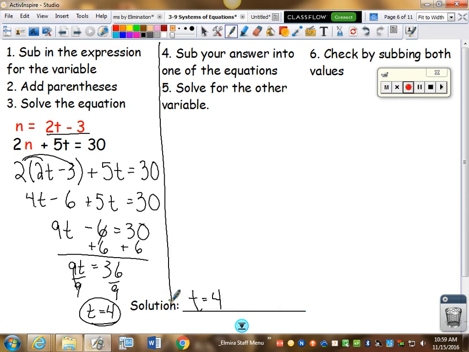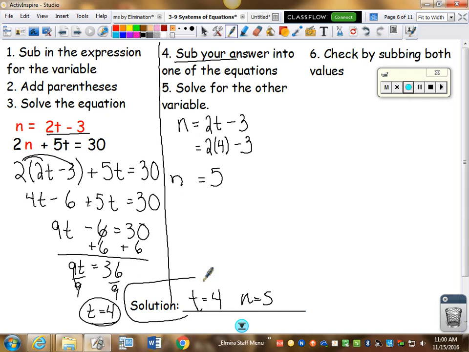Phase 2, we're going to take our t equaling 4 and sub it in to an equation. If I want to know n, the top one, n equals, is the easiest one to use. So n equals 2 times, instead of t, we're going to put 4, minus 3, and 8 minus 3 is 5. Okay, so remember, at this point, technically I'm done.